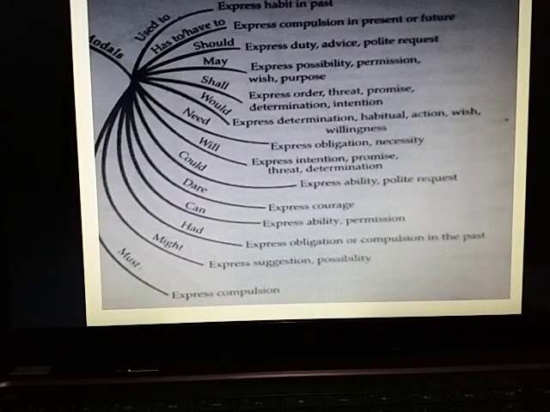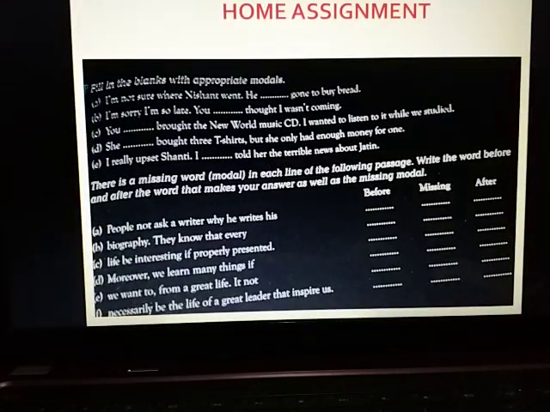This diagram is helpful in understanding the usage of modals very well. This is your home assignment.